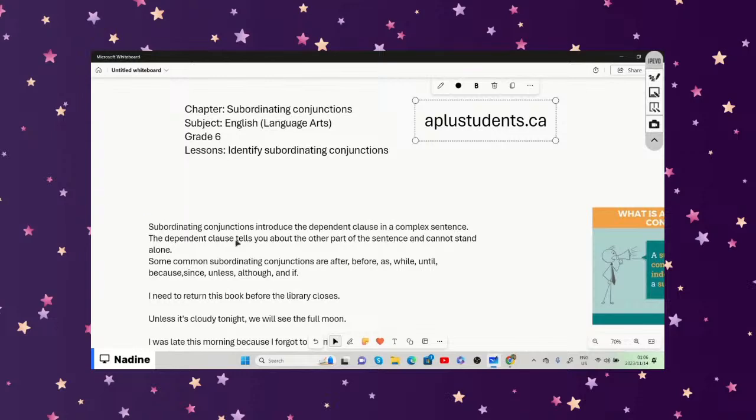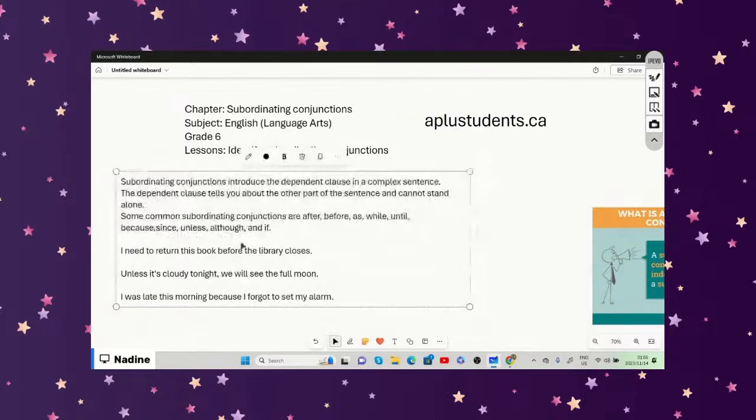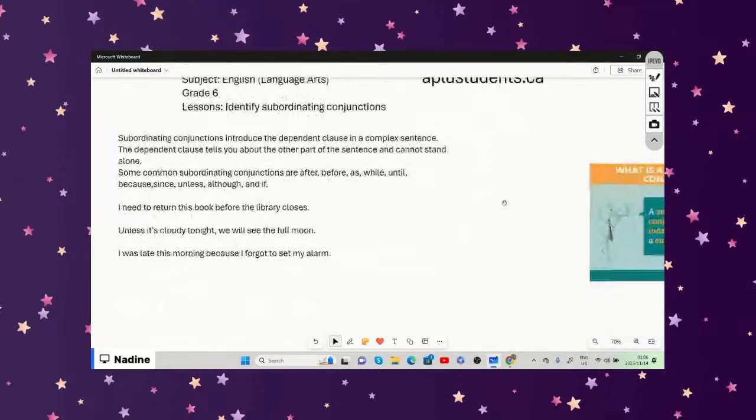All right. So basically a subordinating conjunction, right? Remember, we do have conjunctions, and then we have coordinating conjunctions, and now we have subordinating conjunctions, right? And sometimes we need to know the difference in order to eliminate the confusion. So we're not going to go into coordinating conjunctions. We're just going to go straight into subordinating conjunctions.